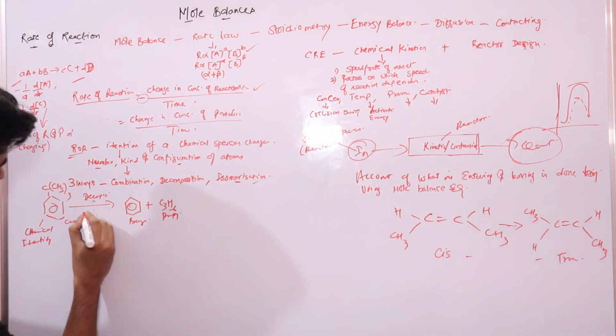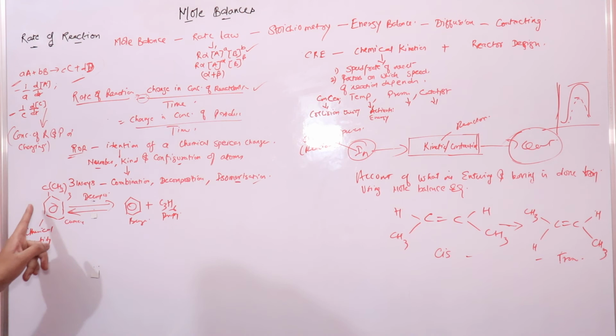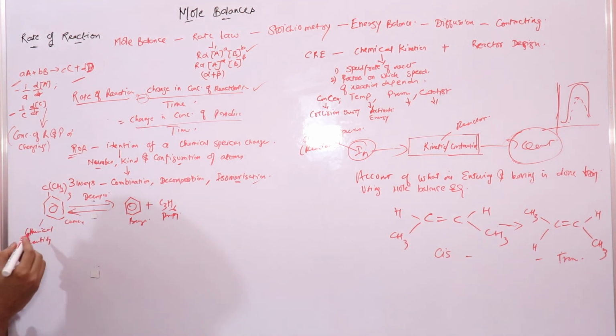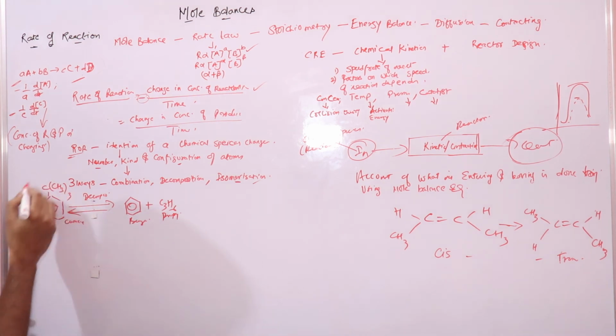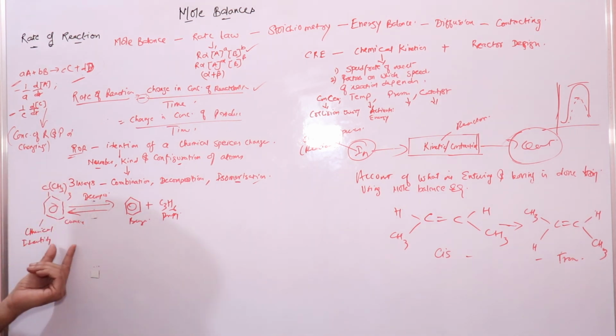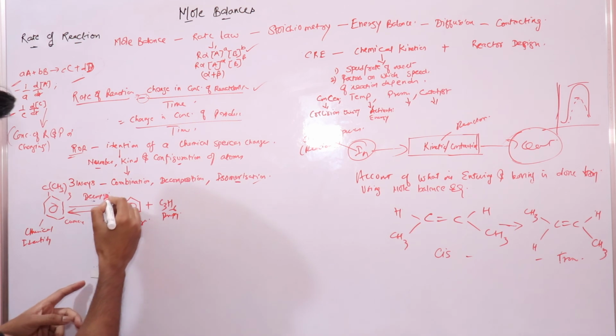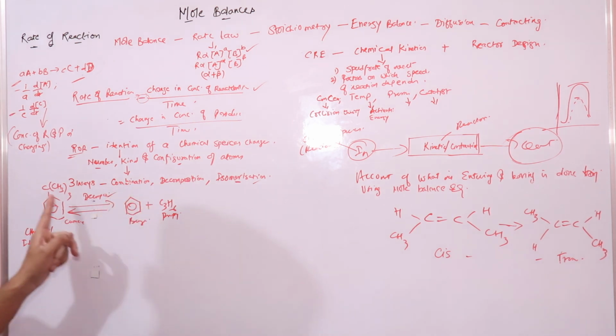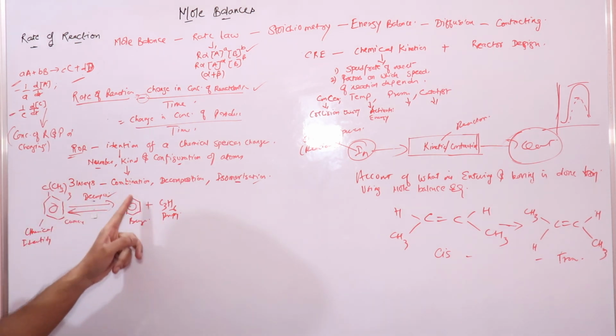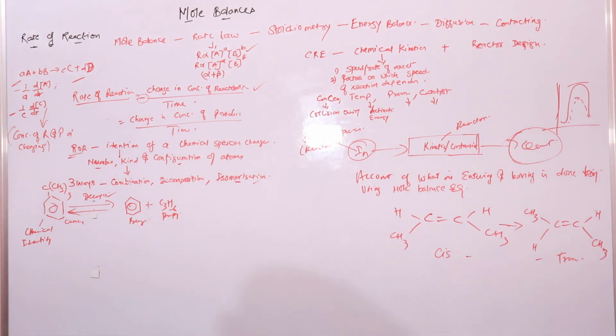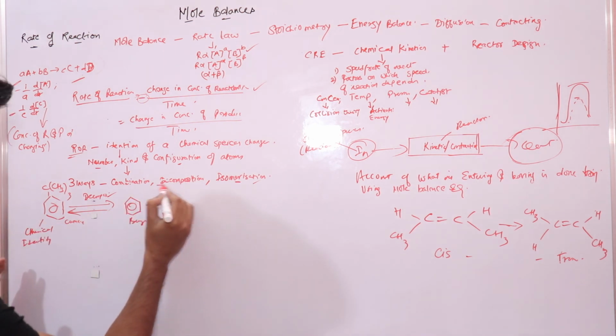And if you look, this is a reversible reaction. Here you can see that the identity of the chemical cumene is changed via decomposition. It has undergone decomposition into benzene and propylene. So this is your decomposition.